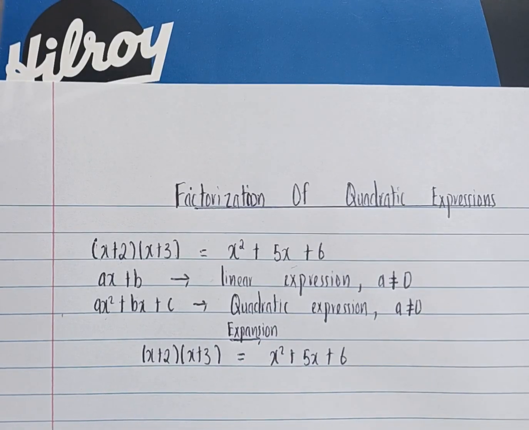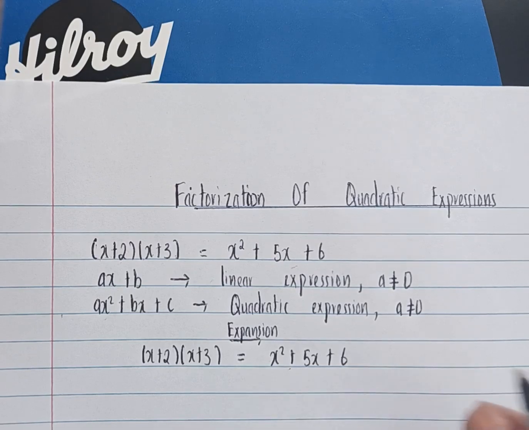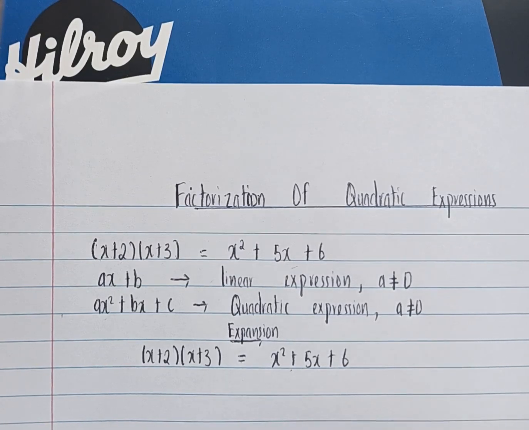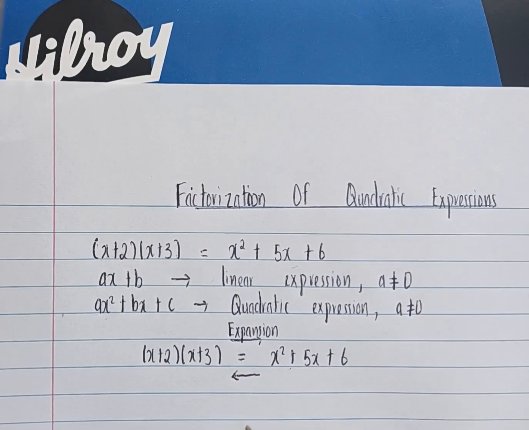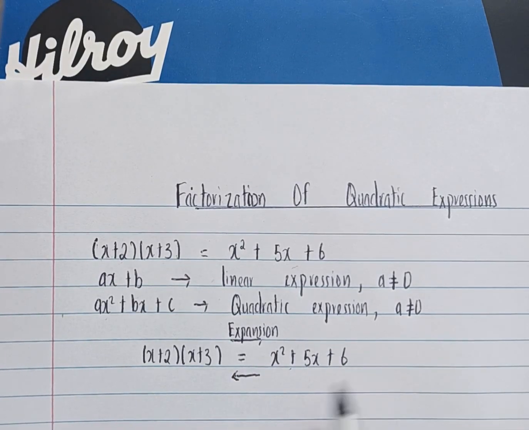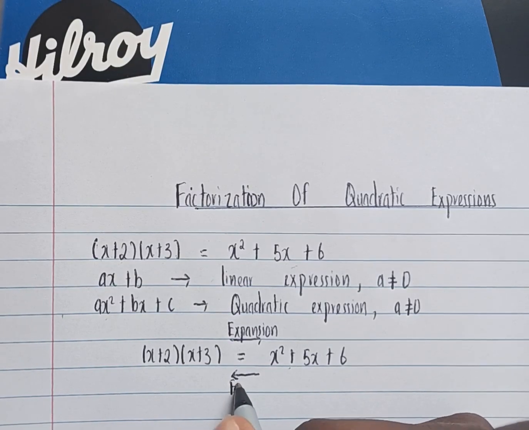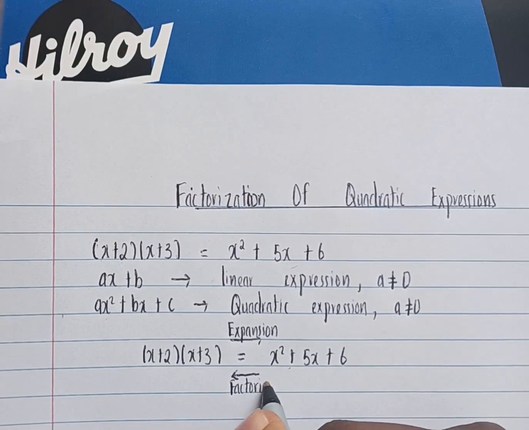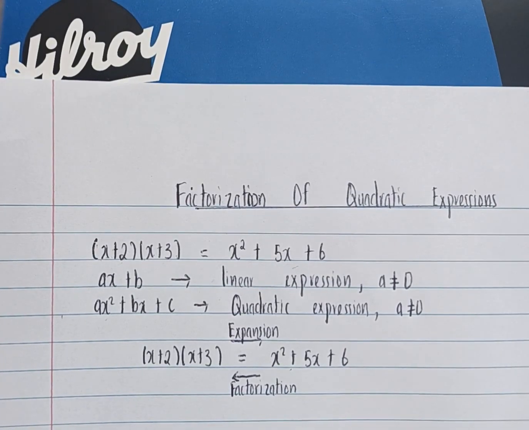What we are required to do now is to move from the right hand side to the left hand side. So we want to convert this quadratic expression into factors. By doing this, the process is known as factorization. So that's what we're required to do.